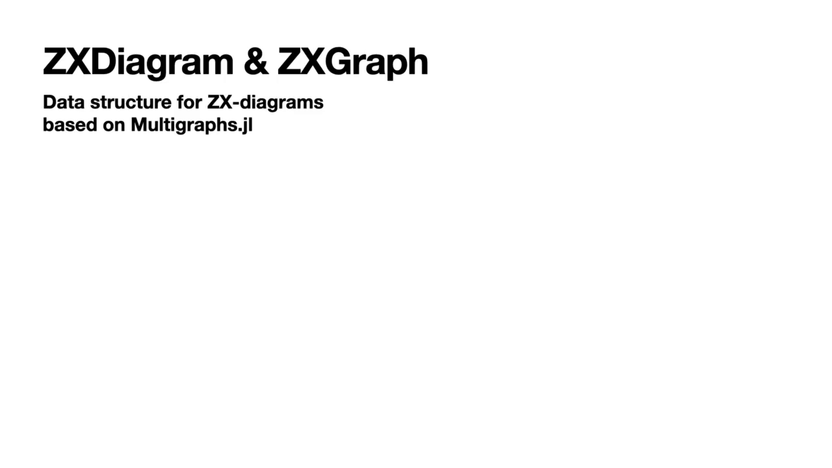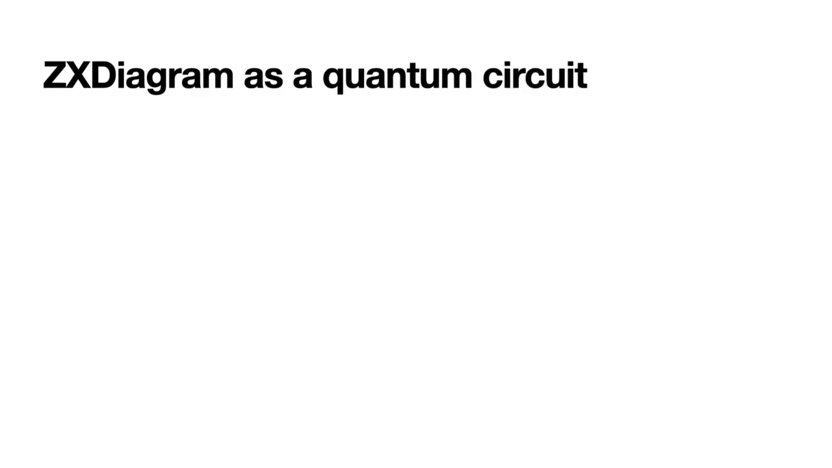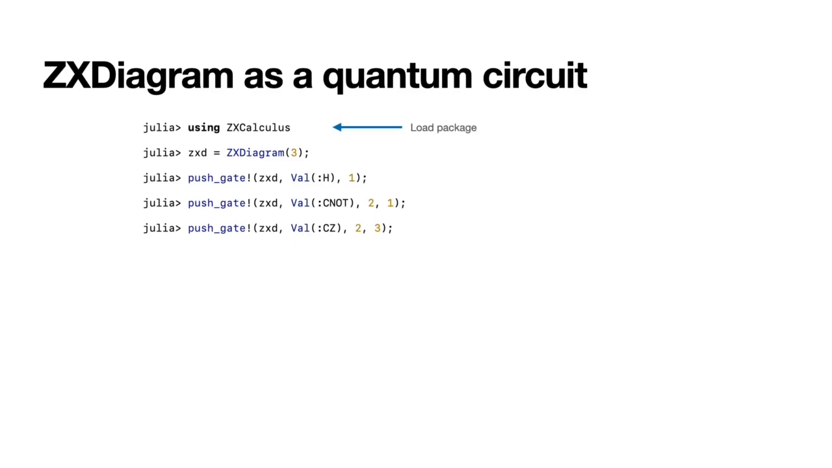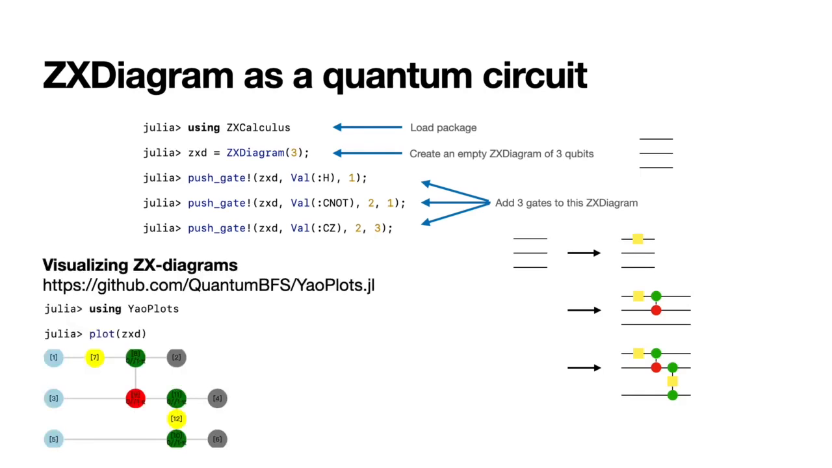Based on Multigraphs.jl, we define ZX diagram and ZX graph, and we provide various methods to create them. For example, you can create a ZX diagram from a multigraph directly. But the more efficient way is to create a ZX diagram from quantum circuits. Here we give some examples of how to create a ZX diagram as a quantum circuit. Firstly, using ZXDiagram, this will create a ZX diagram of a 3-qubit empty circuit, as shown on the right. Using the push_gate function, we can add quantum gates at the end of the quantum circuit. Here we added a Hadamard gate, a CNOT gate, and a CZ gate into the quantum circuit. Now you can use the visualization tool YaoPlots to draw the ZX diagram that we created.